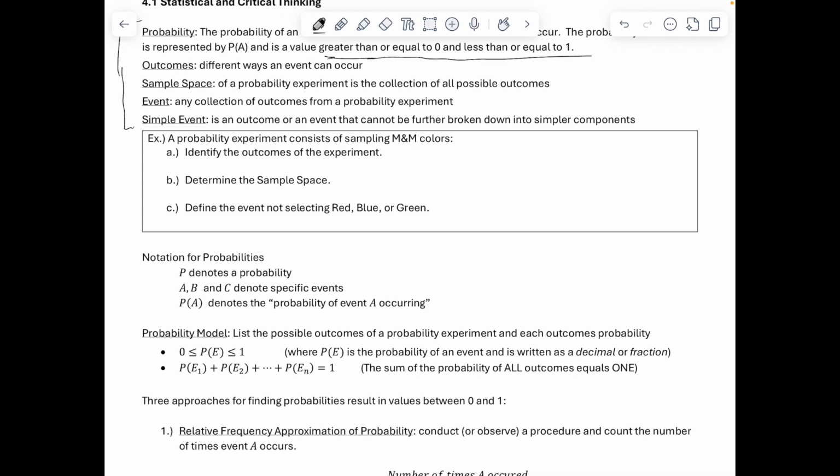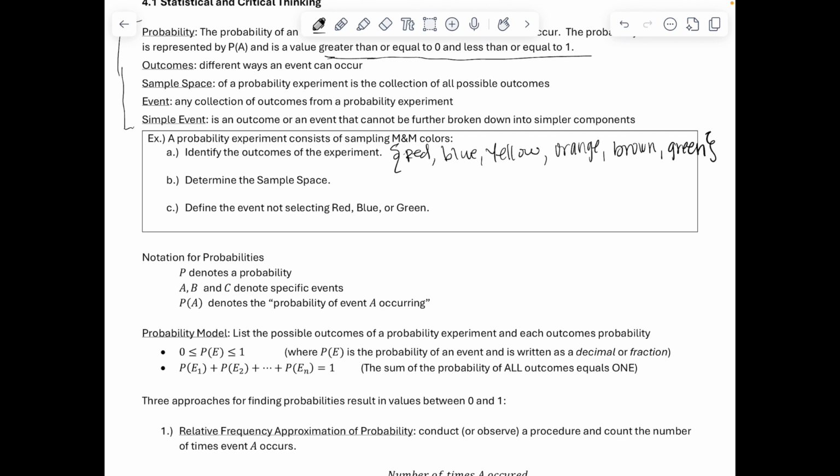It says the probability experiment consists of sampling M&M colors. Identify the outcomes of the experiment. So the different colors that we have for M&Ms are going to be red, blue, yellow, orange, brown, and green. You put commas in between each of these different outcomes, and then we're going to put some braces or curly brackets around that to symbolize that that is our set.